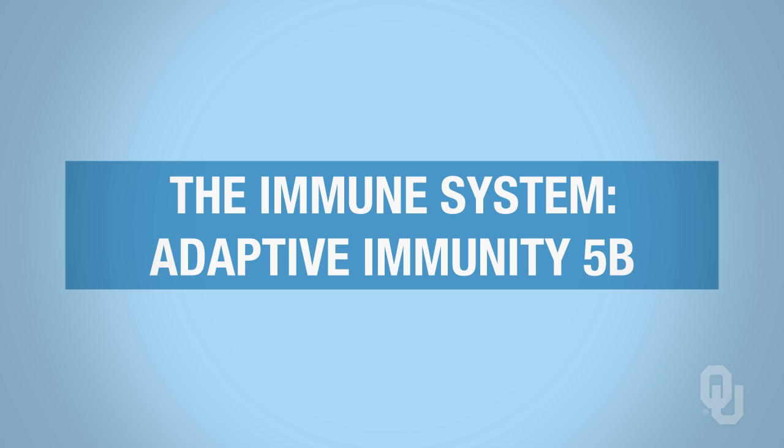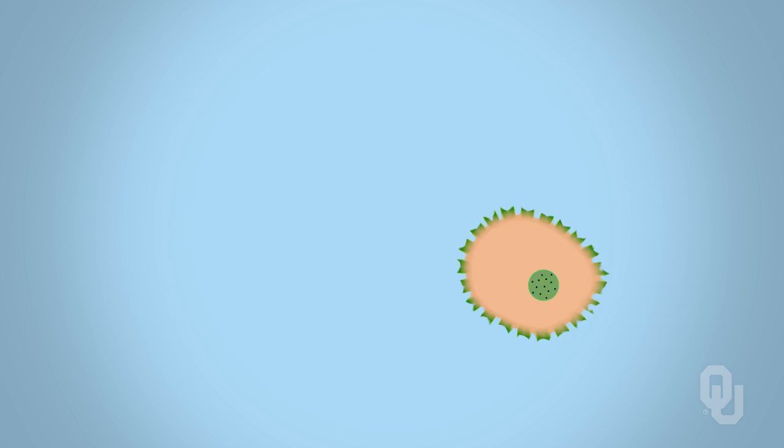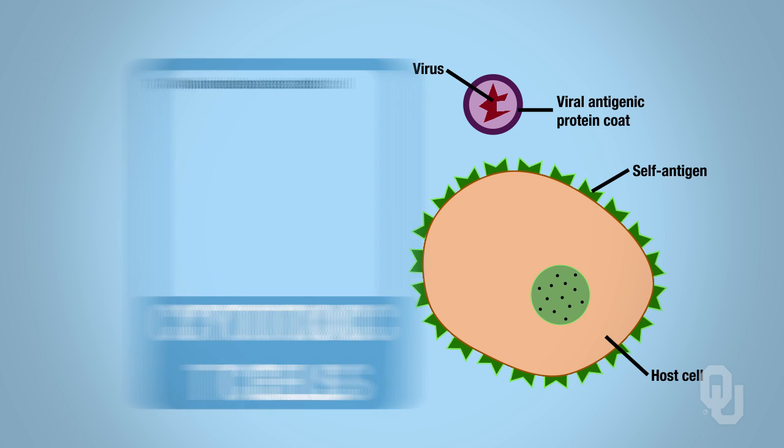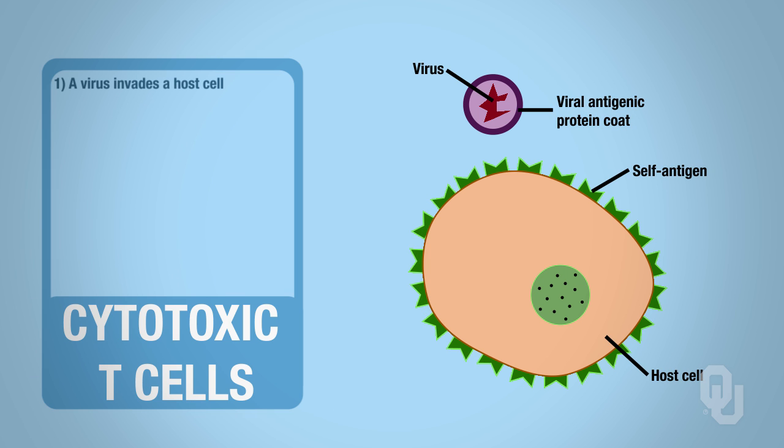Okay, so this is going to be still on adaptive immunity, and we're going to be talking about putting it together. We're going to start looking at the mechanism for cytotoxic T cells first, then we'll put it all together. Okay. So in step 1, we're going to have a virus, and the virus invades a host cell.